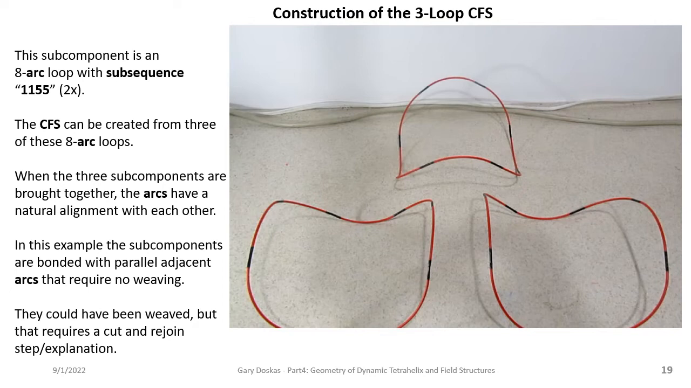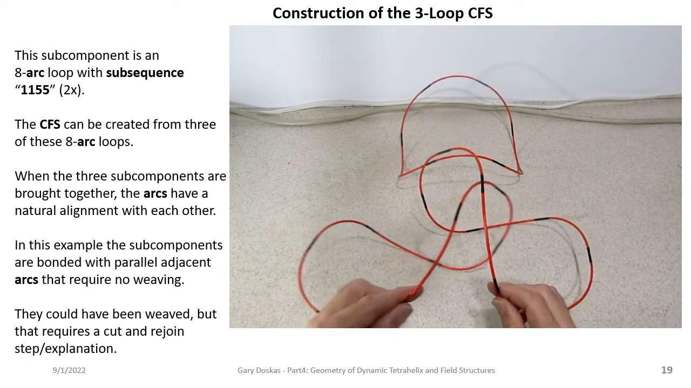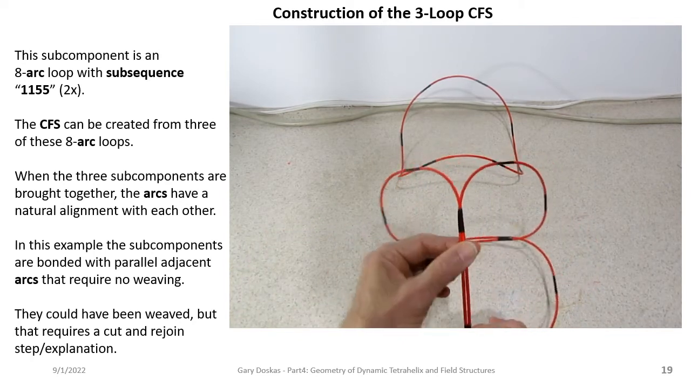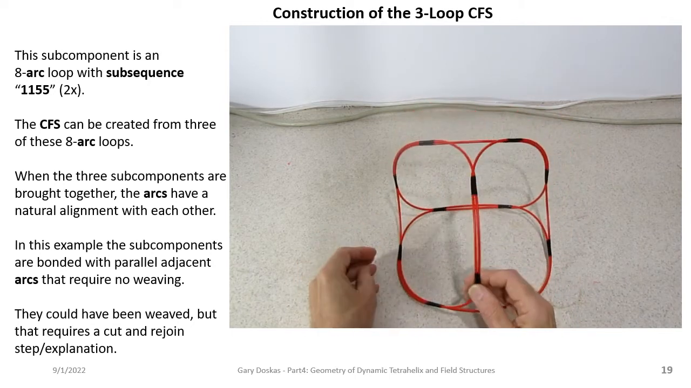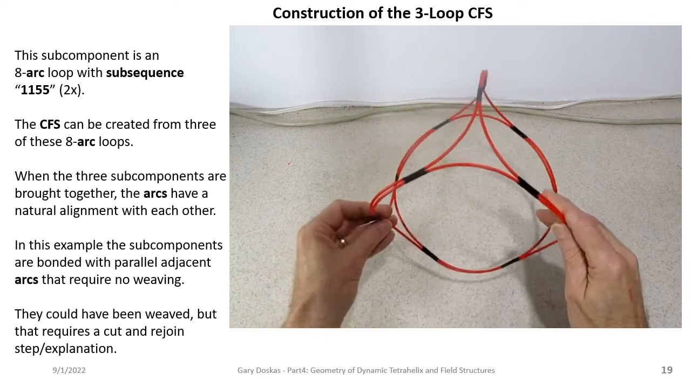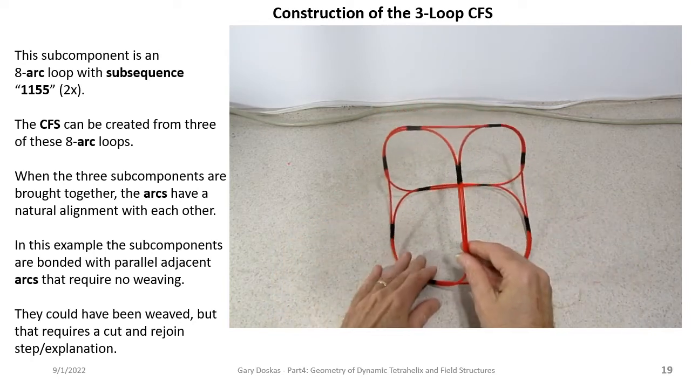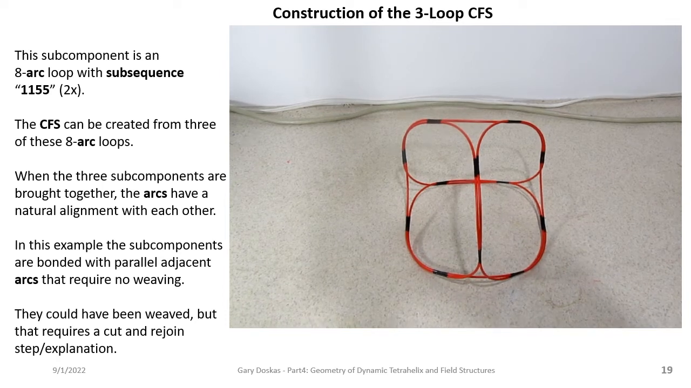Construction of the 3-loop CFS. The subcomponent is an 8-arc loop, with this subsequence. The CFS can be created from 3 of these subcomponents. When the 3 subcomponents are brought together, the arcs have a natural alignment with each other. In this example, the subcomponents are bonded with parallel adjacent arcs that require no weaving. They could have been weaved, but that requires a cut and rejoin step and explanation.